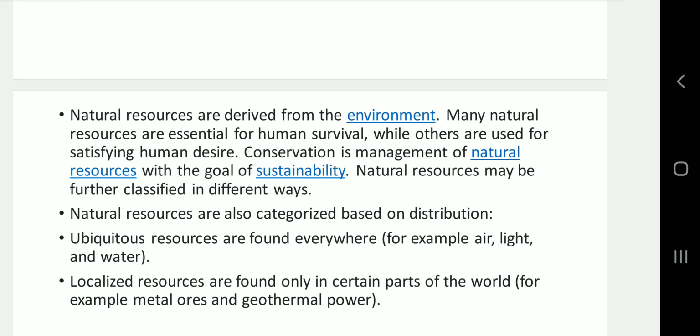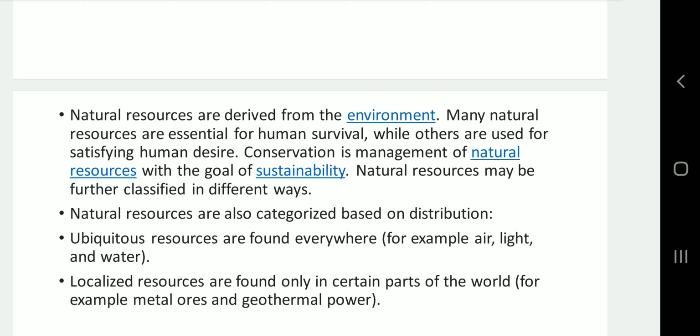Natural resources may be further classified in different ways, on the basis of origin and on the basis of distribution. On the basis of distribution, natural resources can be classified as ubiquitous resources. Ubiquitous resources are those which are available everywhere. For example, air, sunlight, and water are the basic resources which are available everywhere.